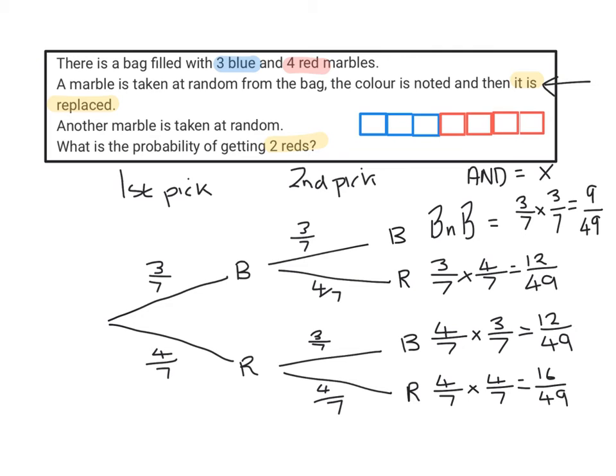So actually I've done the hard part now. That's finding out my probabilities. I just need to answer the question. So the question was, what is the probability of getting 2 reds? So that means I need to get a red and then another red. That's the only line that has 2 reds. And my answer is going to be this one on the end. So 16 out of 49.